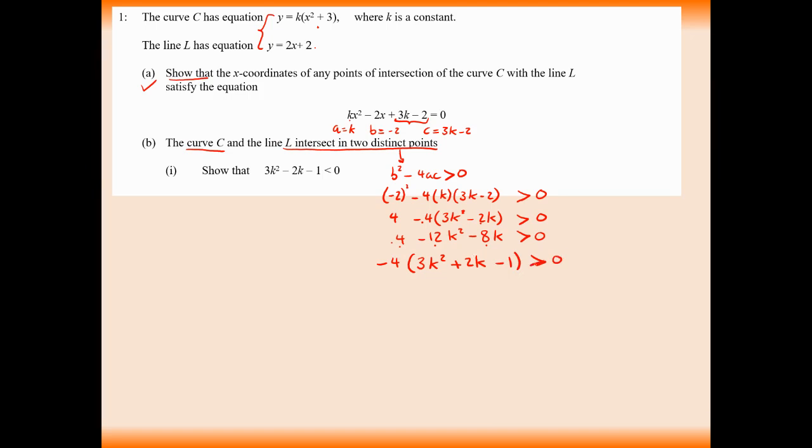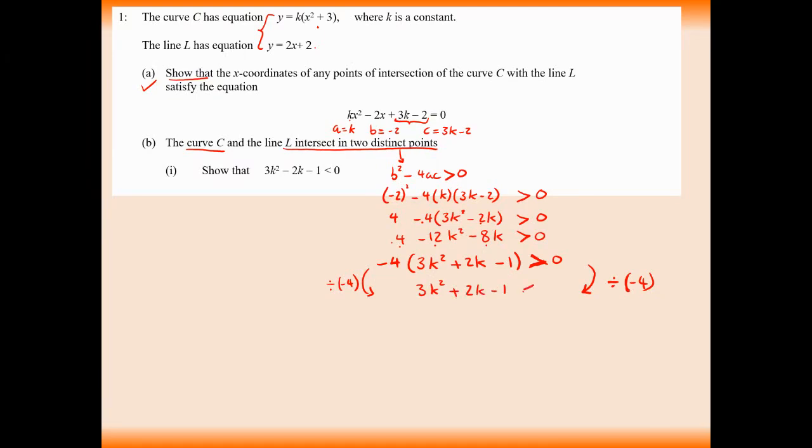So this inequality is true. We can divide both sides of the inequality by a negative number, which I'm going to show you in the next video. When we multiply or divide by a negative number, like this minus 4 at the front, what's going to happen to the inequality? Can I leave it as it is?